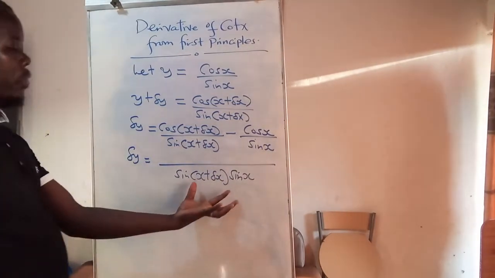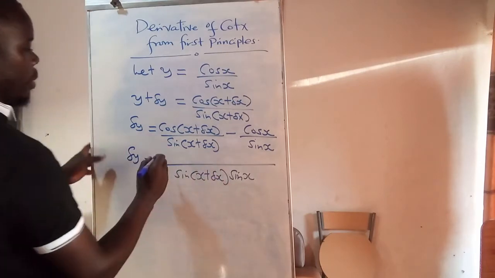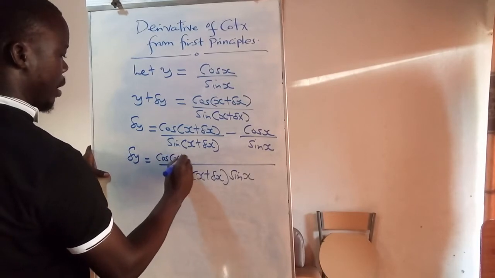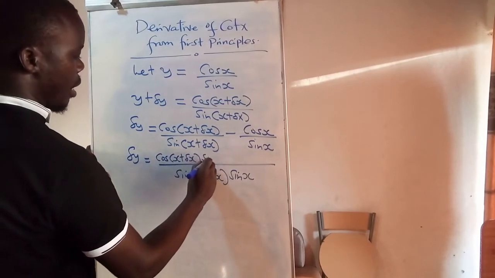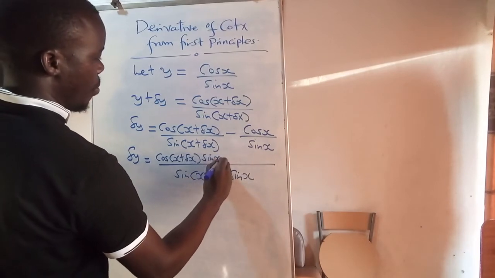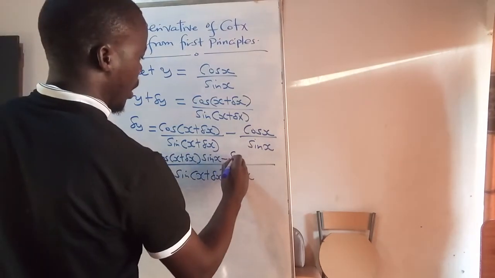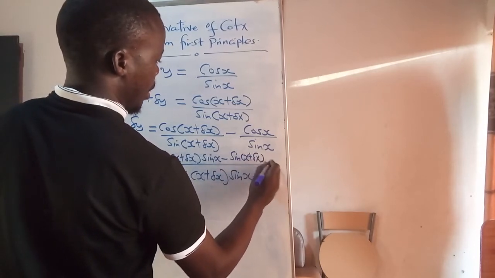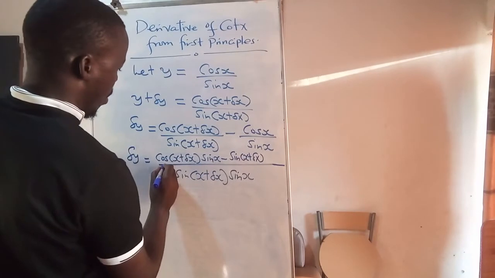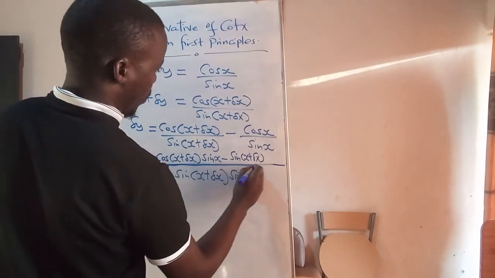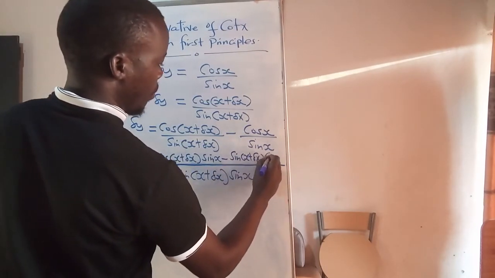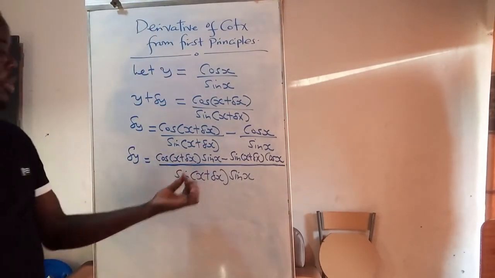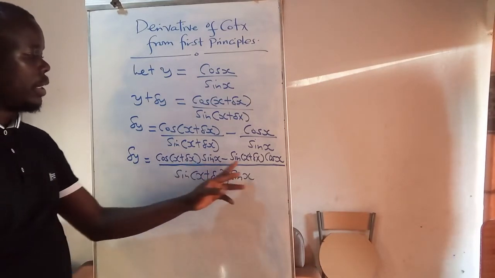From this level, if you do the mathematics correctly, here we shall have cos of x plus delta x, then sine of x, minus, here we shall have sine of x plus delta x, then we shall also have cos of x here. I hope it can be seen. Good. Then when you look at the numerator, we have sine cos.